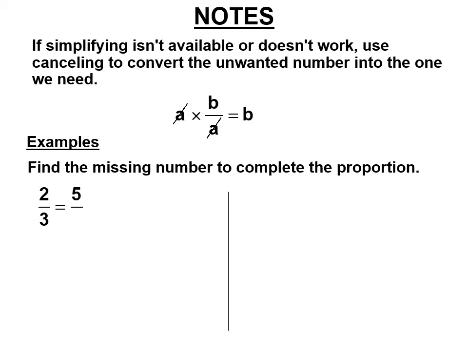Now, this is the one I was showing you in the warm-up. 2/3 is already simplified, so simplifying 2/3 isn't going to get us anywhere. But we can use this little trick. Just like unit conversions, we're going to cancel the 2 and turn it into a 5. So we multiply it by 5/2. We multiply that one by 5/2, and the missing number is 3 times 5/2, also known as 15/2. That makes it proportional.